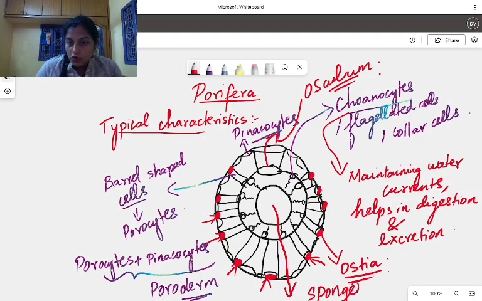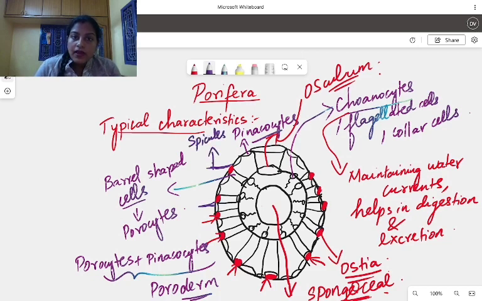Sorry, it's spongiocele. Okay, so this is how a porifera would look like, and some of the poriferans, if you see, will have some structures like this outside. We call them spicules, which are made up of calcium, and spongin fibers, we say. So this is about their structure.